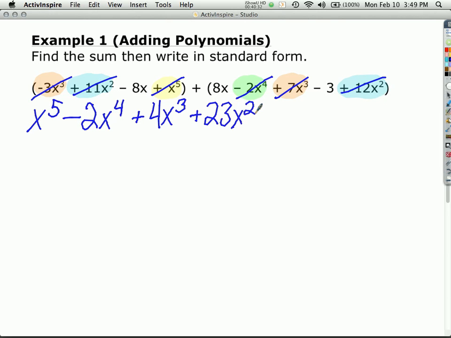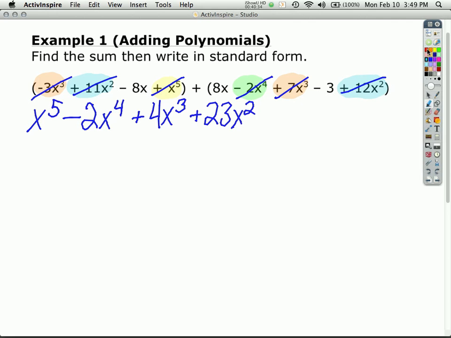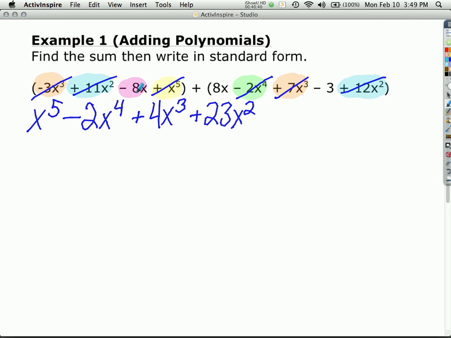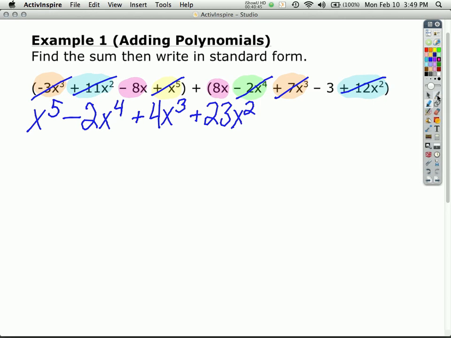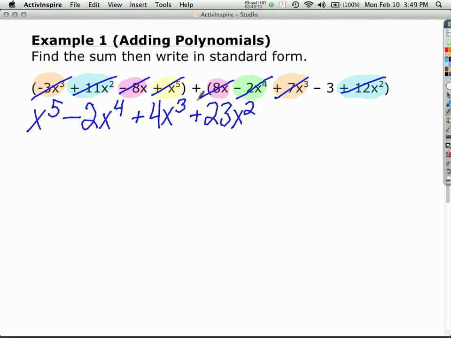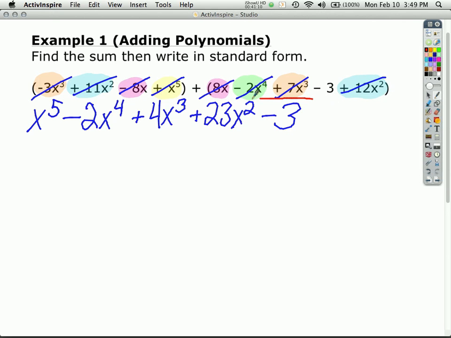Sharik? Negative 8x. Okay. Sorry. Negative 8x. And does it have any partners? Yes. 8x. And what happens when we deal with those two? They cancel each other out, so you're really left with nothing. Yep. And then we have a negative 3. And there's no partners for that. And that's it. So we have added two polynomials, and we put it in standard form all at one shot. And so this is simplified.